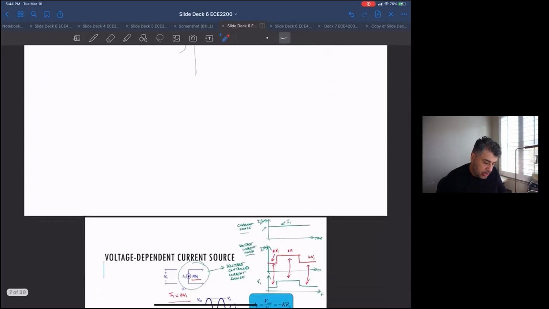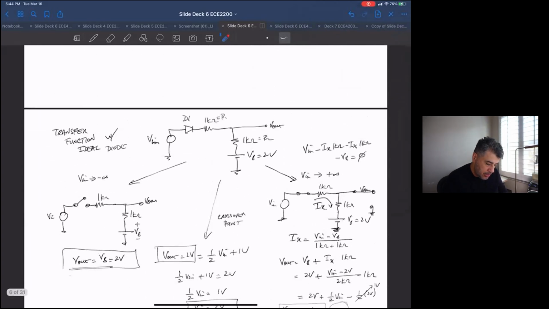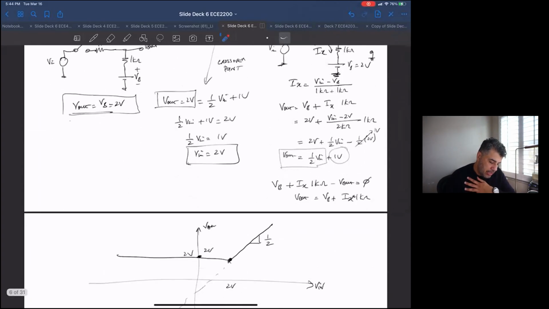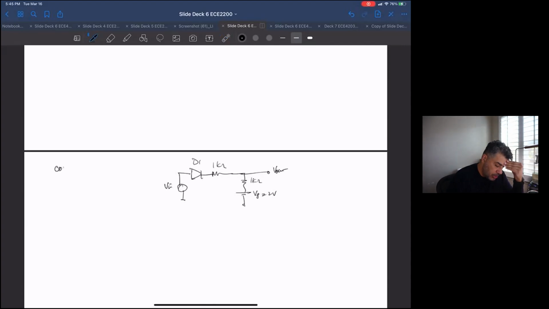Okay, so let's do the same thing. It was the same circuit, but we just redraw it. So we want to basically do the same thing, but we wanted it for a constant voltage.